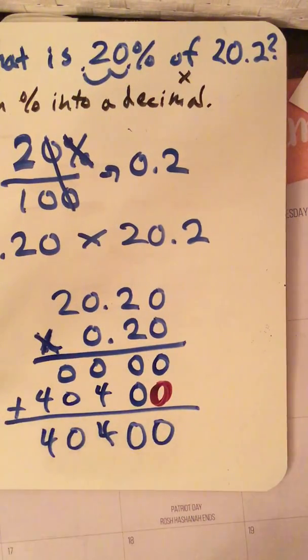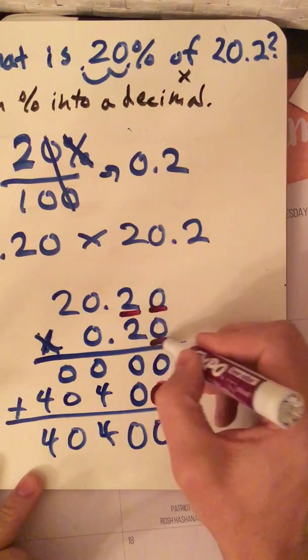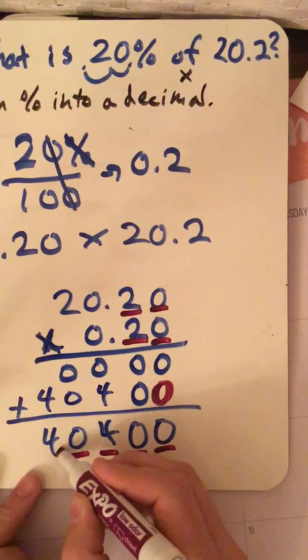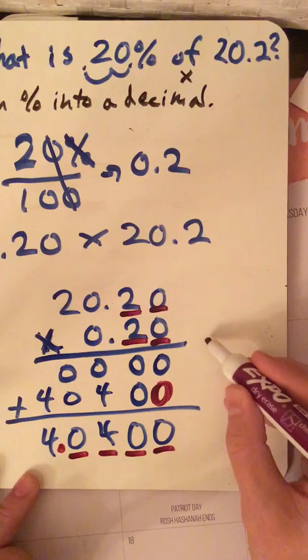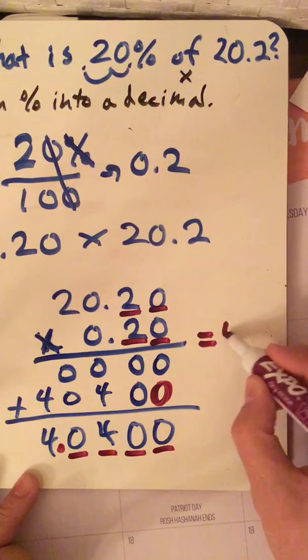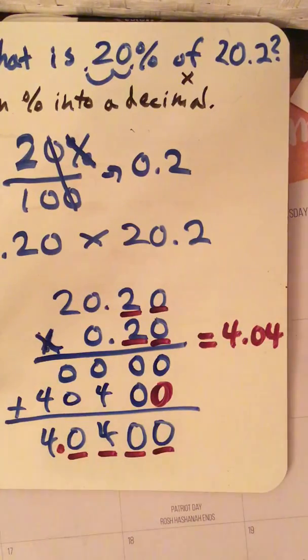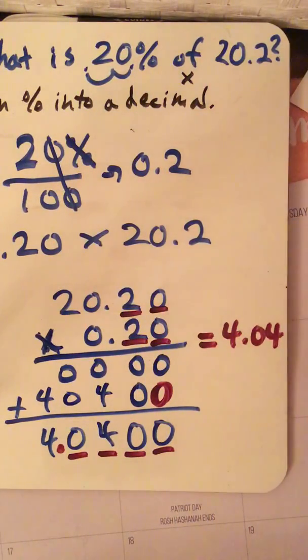Okay. Now I have 1, 2, 3, 4. 1, 2, 3, 4. I keep my decimal, and now I have, this is all equal to 4.04, or 4 and 4/100ths. That is what 20% of 20.2 is. Does that make sense? Yeah.